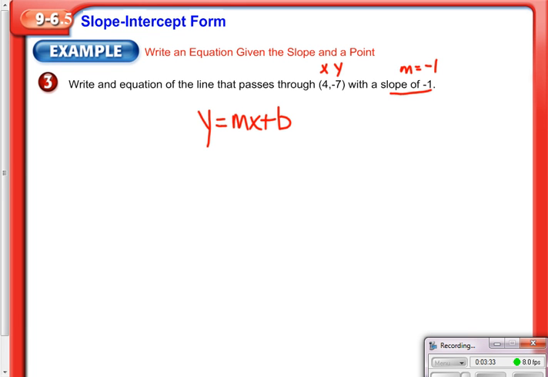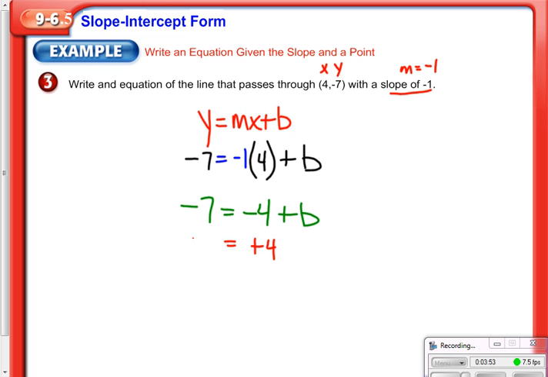So we'll start out with our equation y equals mx plus b, and we'll substitute in our slope right away, negative 1. Now substitute in for x and y. So our equation is now negative 7 equals negative 1 times 4 plus b. Following our computation, we get negative 7 equals negative 4 plus b, add 4 to both sides, and we find out that our b value is negative 3.